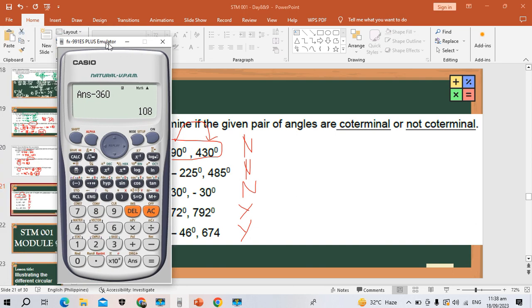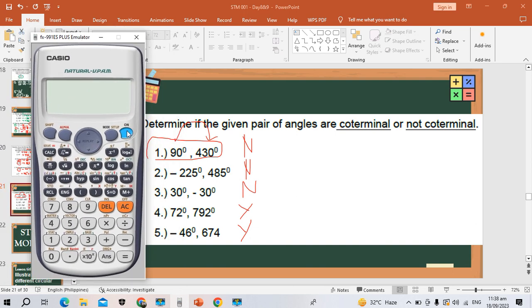Kasi kayo nag-cheat. Walang learnings dyan. Tignan nyo kung paano kung bakit naging no, kung bakit naging yes. 90 plus 360. The answer is 450. That's why no. Hindi niya coterminal si 430.